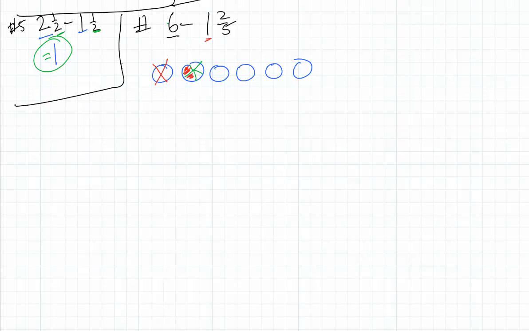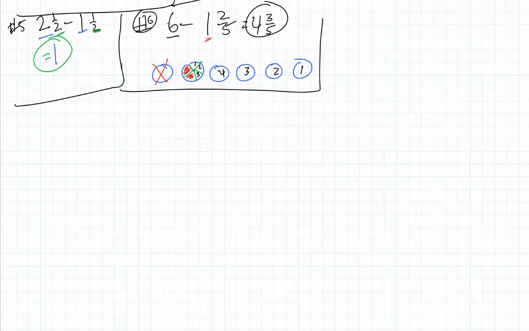So what we have left is going to be 1, 2, 3, 4. So we have 4 wholes, and then 1, 2, 3. We have 3/5. So we're going to actually get 4 3/5. Okay, so that was number 6, fraction number 6.